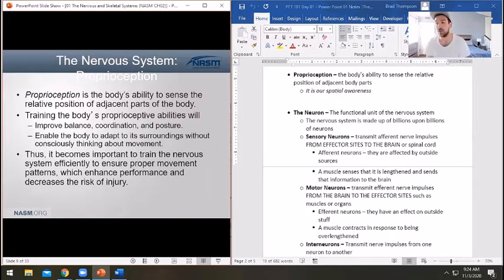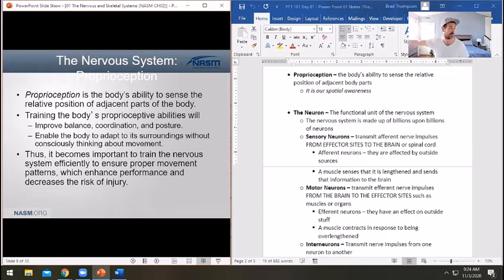So proprioception is info coming in and info coming out, and your body's using that info to understand where it is in space, you know? Like if I raise my hand out to the side like this, and let's say I'm looking over here, I still know that my palm is face down.